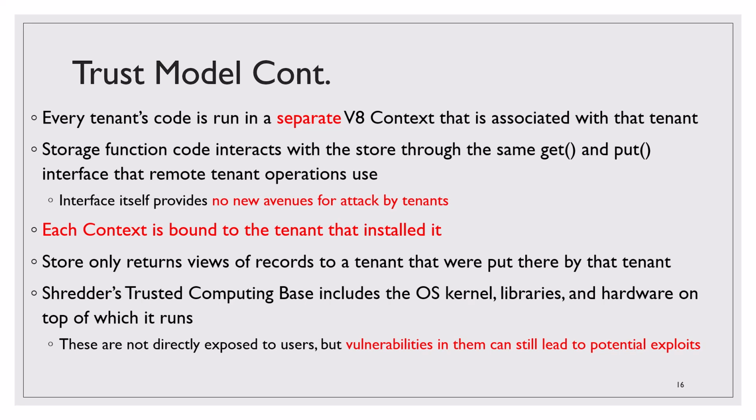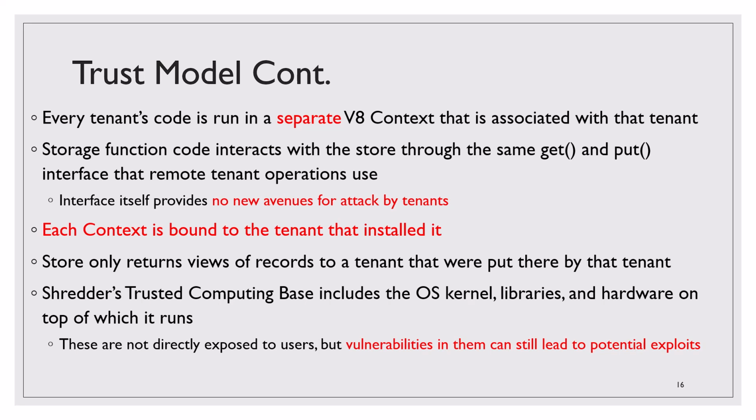The storage function code interacts with the store through the same get and put interface that remote tenant operations use. This helps ensure the interface itself provides no new avenues for attack by tenants. A very important property is each context is bound to the tenant that installed it. The store never allows operations on records associated with a tenant ID that differs from the context operating on it. This prevents users from trying to manipulate store data that isn't their own.